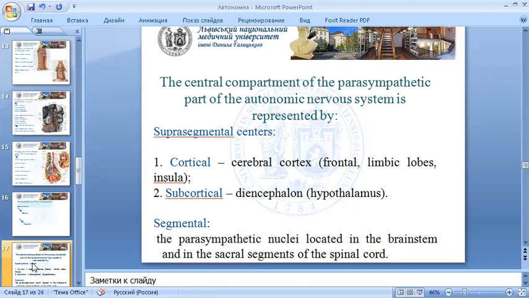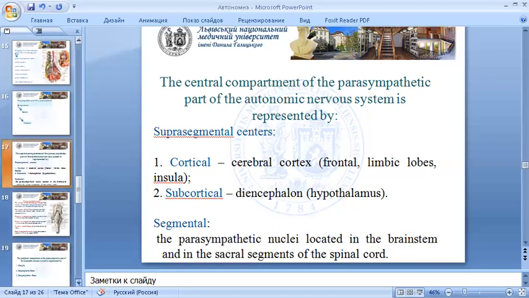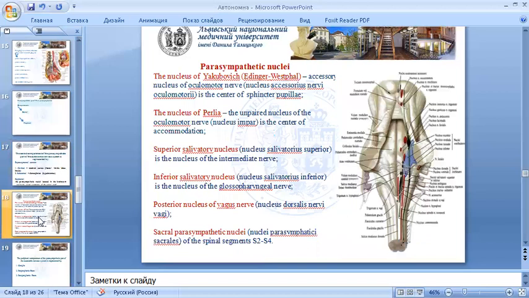And segmental, these are the parasympathetic nuclei located in the brainstem and in the sacral segments of the spinal cord. So, what are the parasympathetic nuclei and where are they located? The parasympathetic nuclei of the parasympathetic part of the autonomic nervous system are the nuclei which lie in the brainstem and are related to the cranial nerves, and nuclei which are related to the spinal cord.